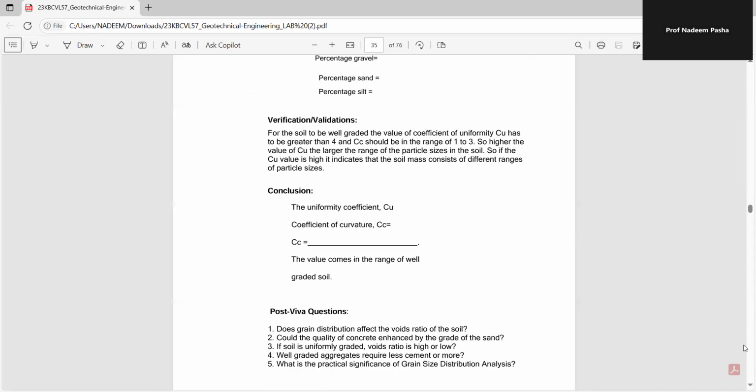Does grain distribution affect the voids of the soil? No. Could the quality of soil be enhanced by the grade of sand? No. If the soil is uniformly graded, the ratio is high or low. Well graded aggregates require less cement, yes, less is required. What is the practical use with IS? It can be helpful for IS classification.